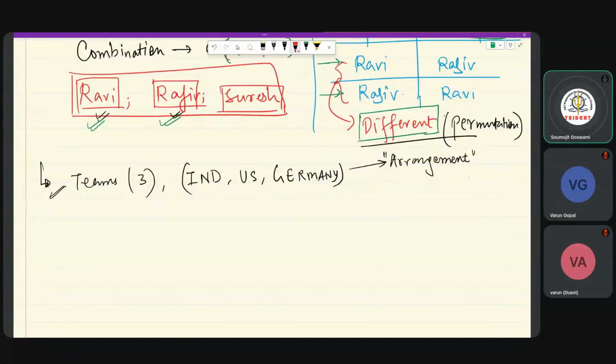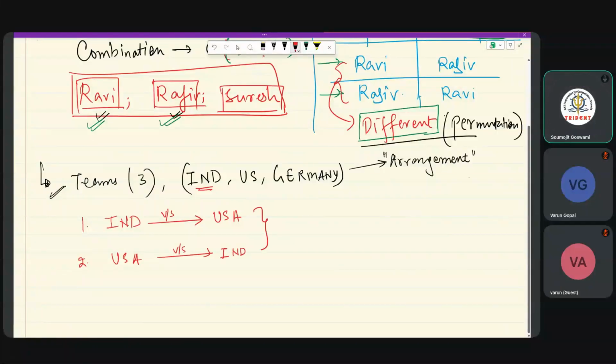Before going to how many ways and all that, let's understand one thing. If I'm having a match, please understand, India versus USA. This is one of the cases. Case number one. A similar case could be USA versus India, right? Guys, can happen, na? We are playing India versus USA or USA versus India, right?